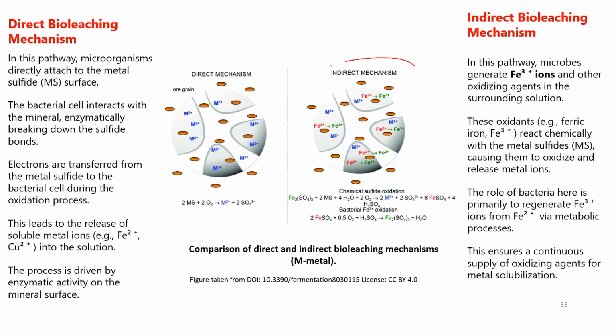In the indirect mechanism, microbes generate ferric ions and other oxidizing agents in the surrounding solution. These oxidants, for example ferric ion, react chemically with the metal sulfides, as you can see here, causing them to oxidize and release metal ions. The role of bacteria here is primarily to regenerate ferric ions from ferrous via metabolic processes. This ensures a continuous supply of oxidizing agents for metal solubilization.